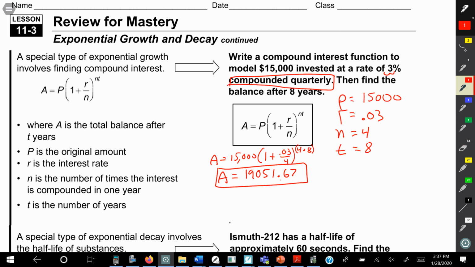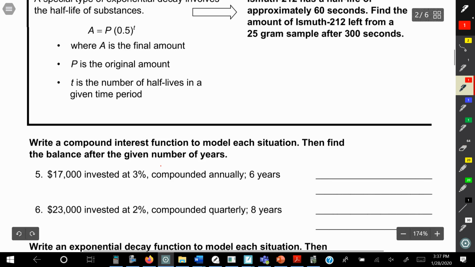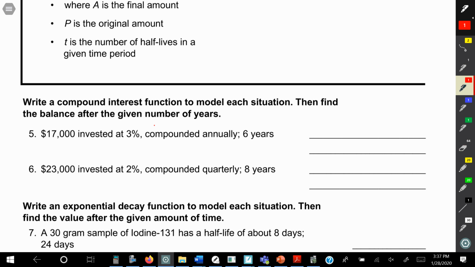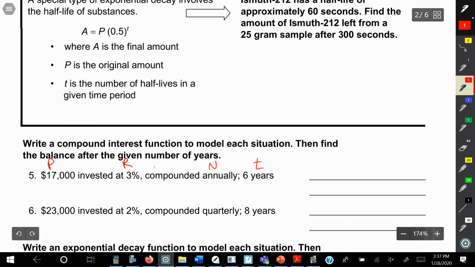So again, you want to make sure you find your P, your R, your N, and your T, and just plug them into the formula. Now take a look at these 5 and 6 here. Remember, you want to start off with your P, your R, your N, and your T, and plug them into that formula, which is A is equal to P times (1 plus R over N) to the NT.